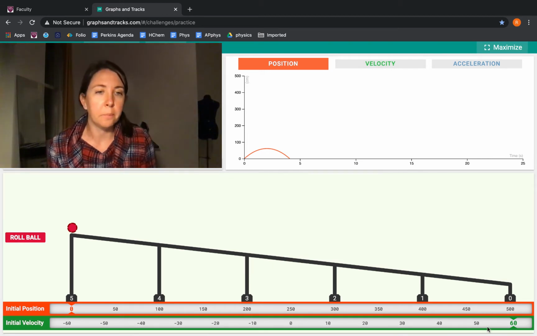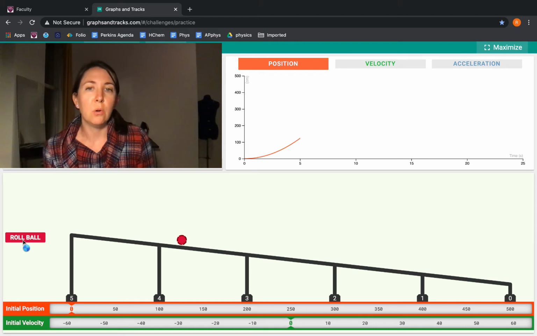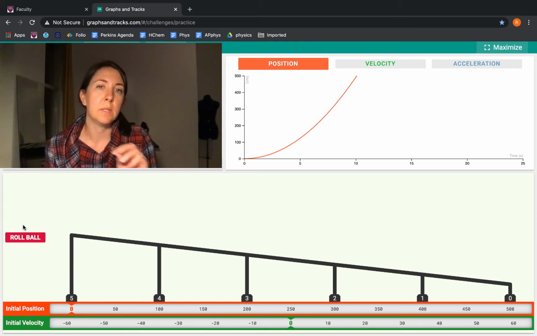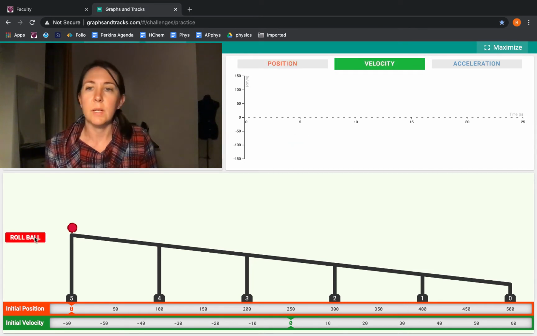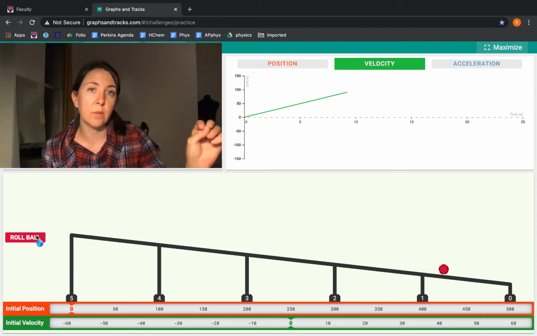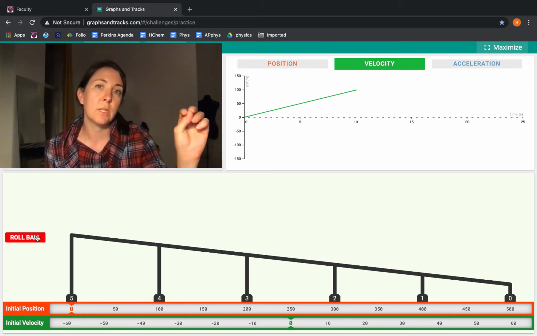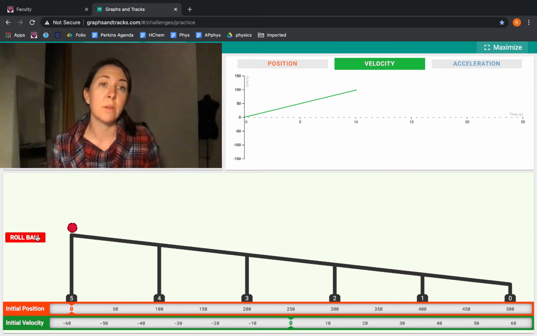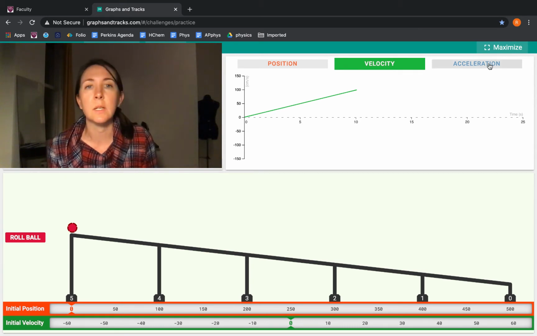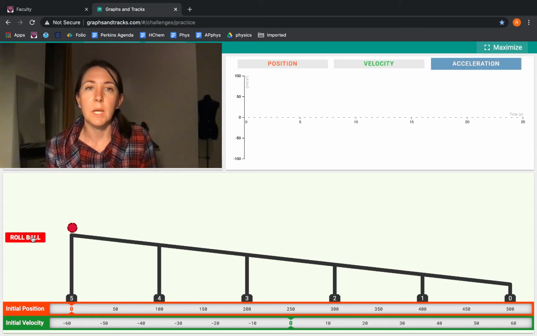So when I pick my initial velocity 0 and I roll the ball, we'll roll it a few times. We'll watch the position versus time. See that ball rolls and the position versus time is a nice sloped line because it's speeding up. Our velocity versus time, constant increase in the velocity. That constant increase in the velocity, or that constant slope of the velocity, means that I have a constant acceleration, which will be in the positive direction. And we can see that right here.